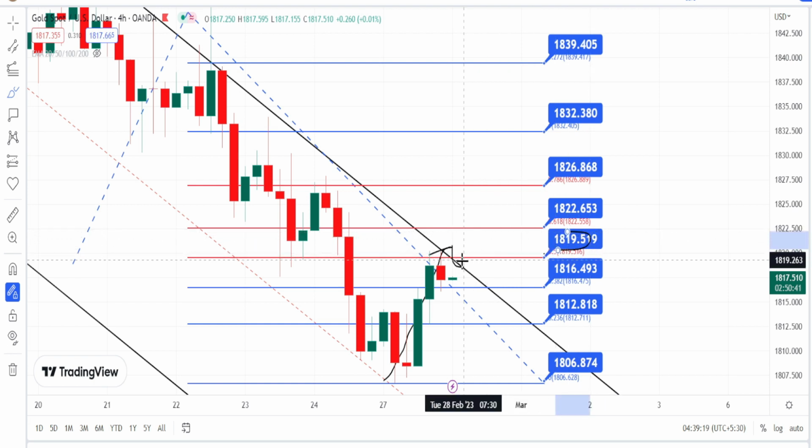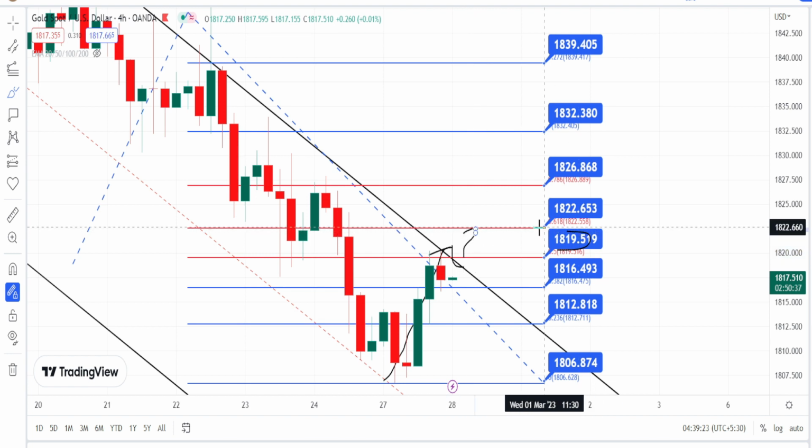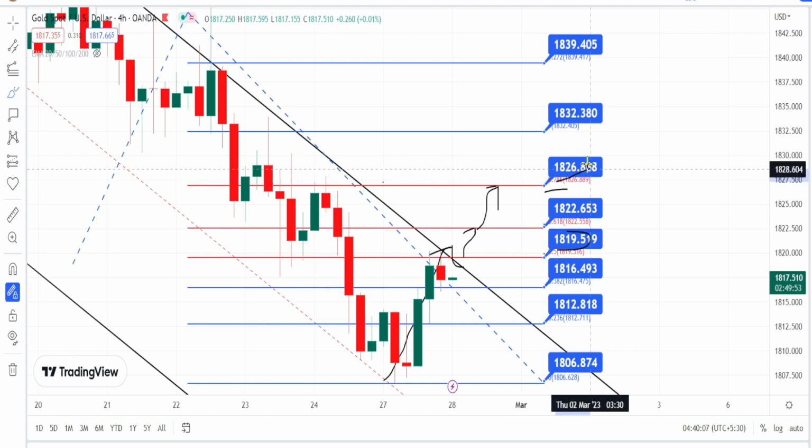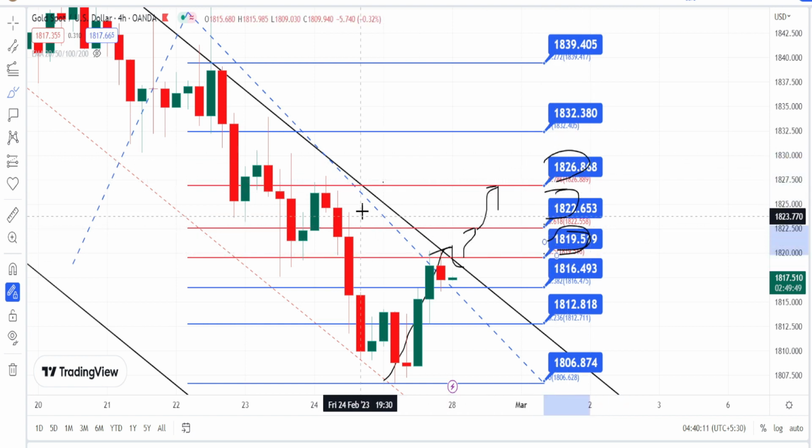It has to break this resistance level in order to test the next level of resistance, which is going to be around 1822, and only then it can test the next level of resistance, which is going to be around the 0.786 level, which is around 1826. All these levels of 1826, 1822 and 1819 are very important resistance levels in the Fibonacci tool.